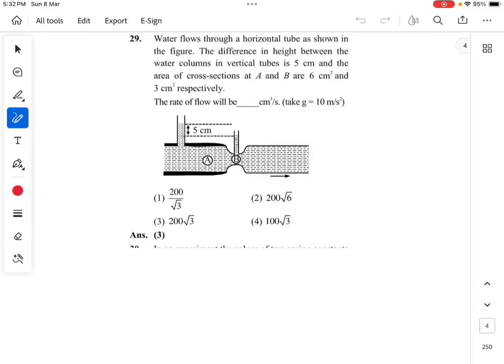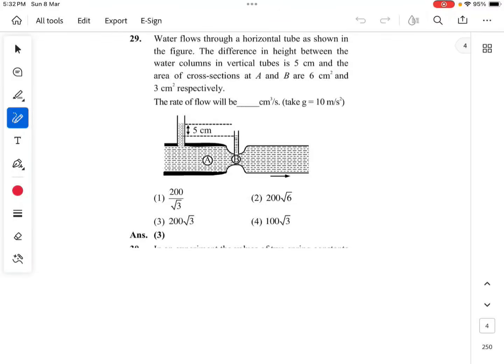Yeah, the next question is about Bernoulli's equation. Water flows through a horizontal tube. Some people might have skipped this topic in the lecture, but this is a very easy concept and a very easy question to do. Direct Bernoulli's equation application. Here, what mistakes can the student make? That we'll discuss.